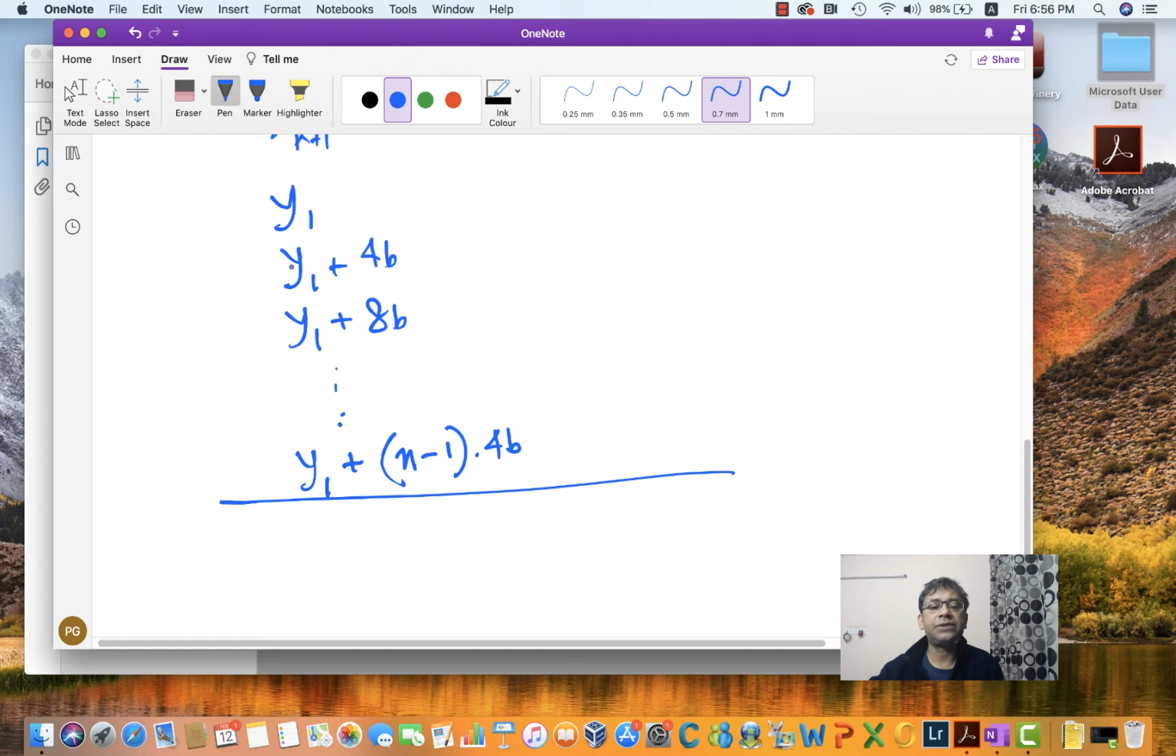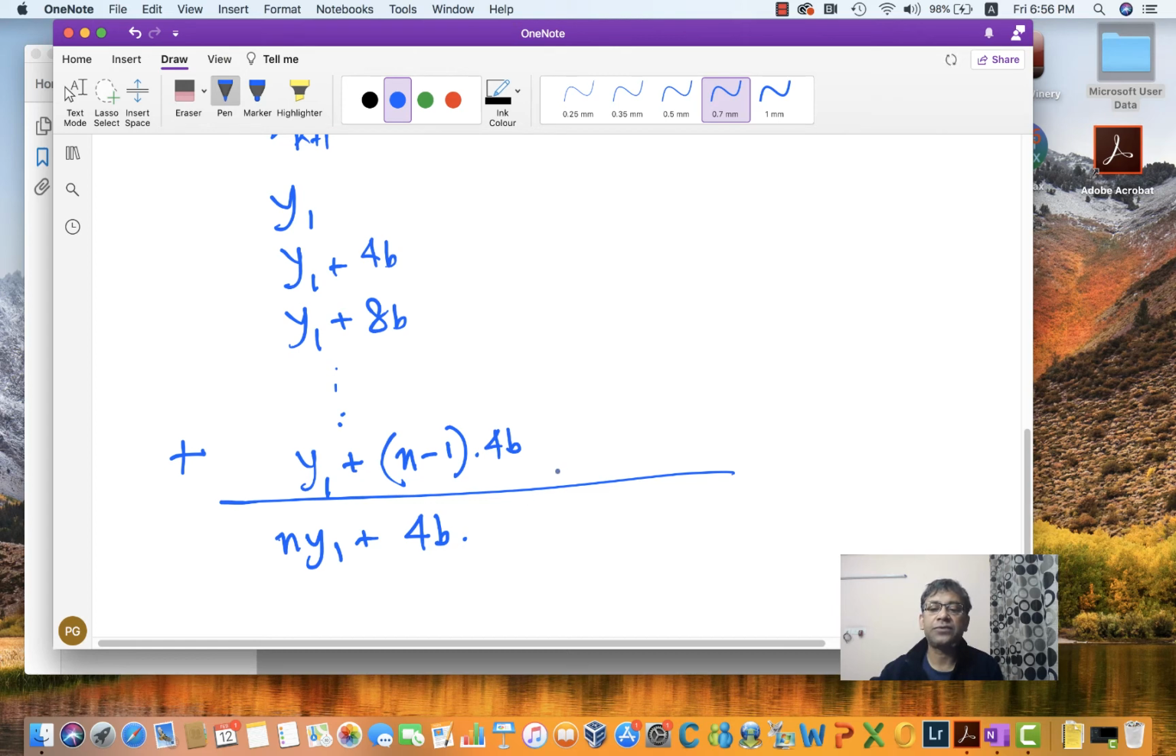Now, all the interval lengths have been expressed in terms of the length of the first interval, y1. So now we can add it all up. And if we add it all up, what do we get? We get n times y1 plus 4b times the sum of the first n minus 1 integers, right?